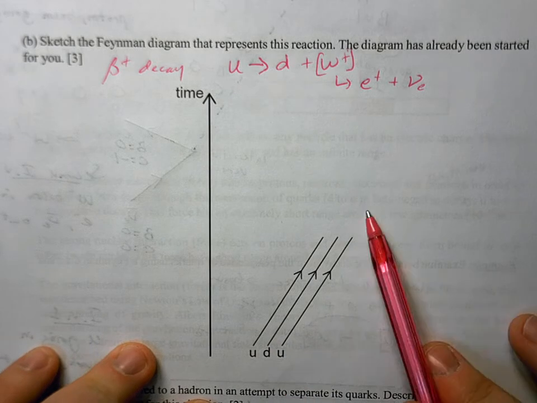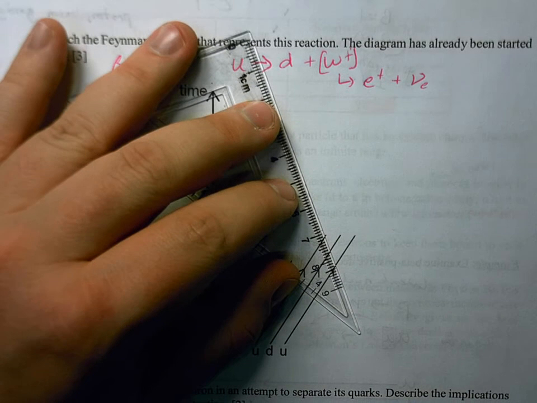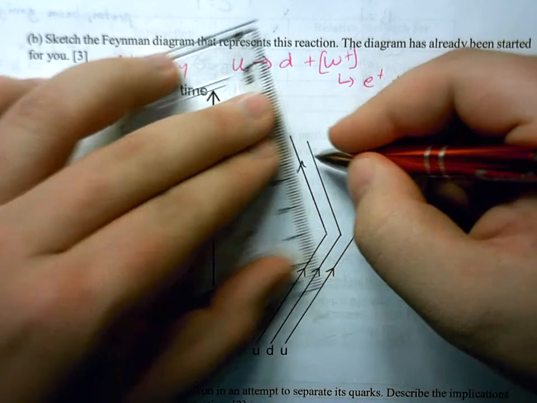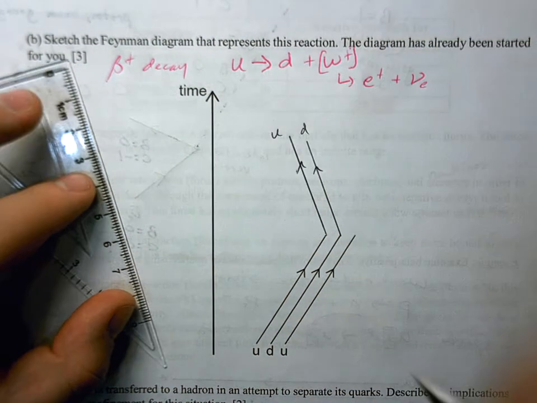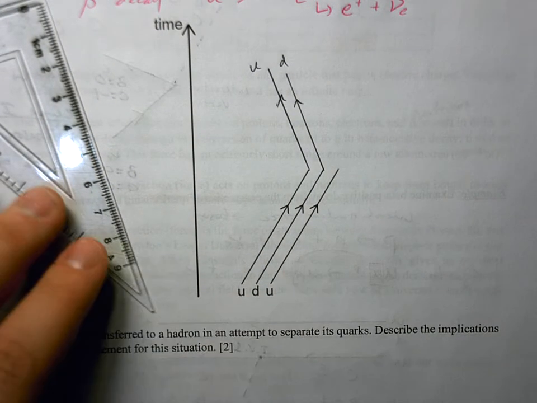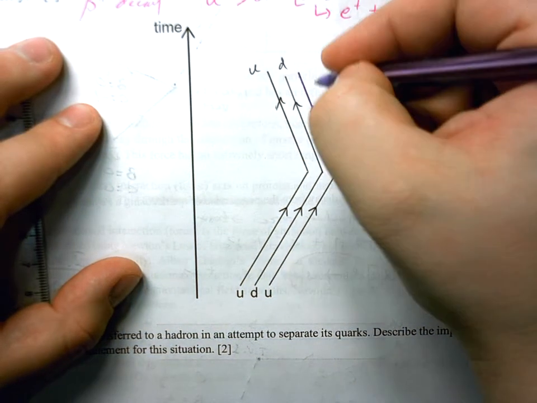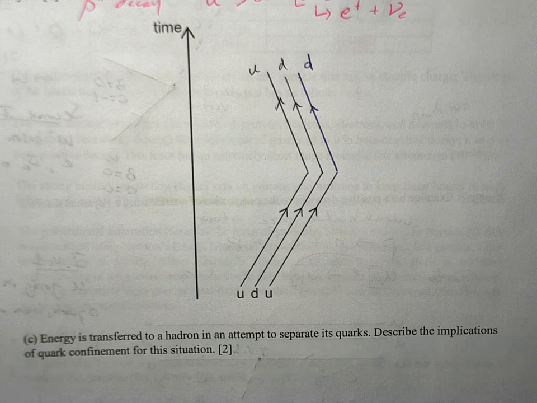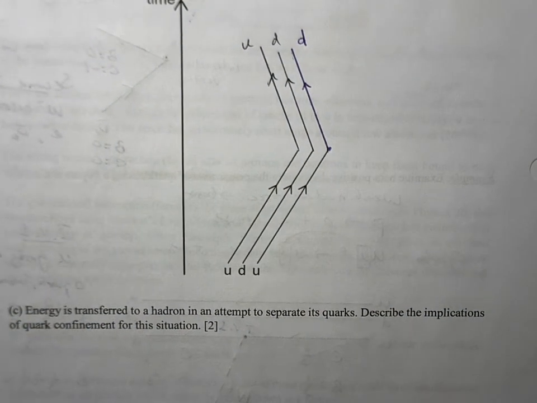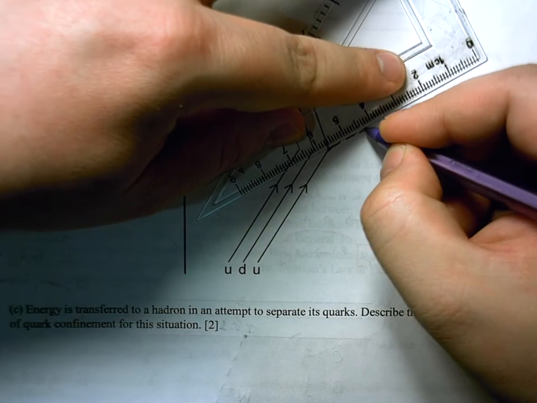So we have our U quark and our D quark and our other U quark. These first two quarks, the U and D quarks, we're just going to leave as is. They're not changing. We're just going to send them on their merry way. What we know this time, however, is that this U quark is going to be converted into a D quark. And then at this interaction vertex, we know for beta positive decay that we're going to have a W plus boson. So we're going to sketch that W plus boson.